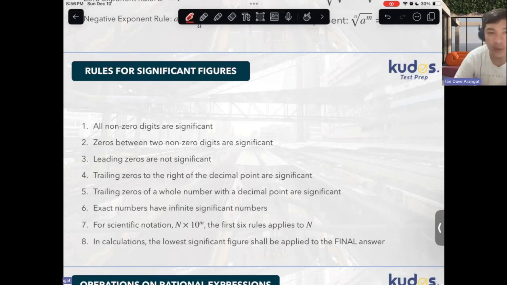So for scientific notation, n times 10 raised to m, the first 6 rules apply only to the n or the numerical value of the scientific notation. And in calculations, significant figure will only apply to the final answer.